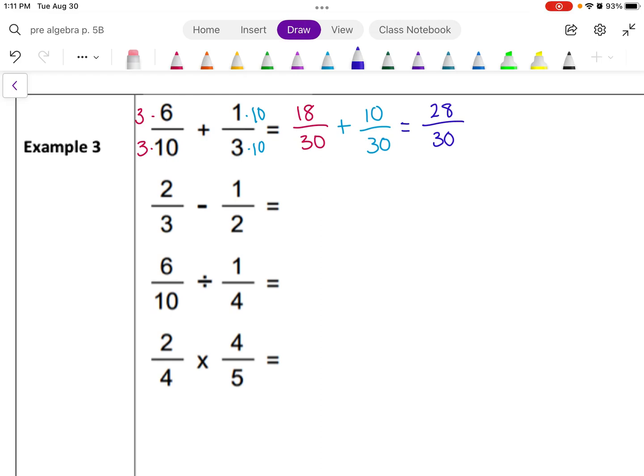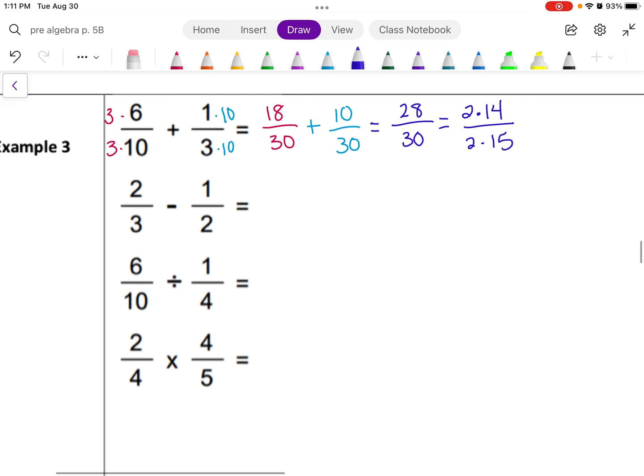And now we need to ask ourselves if we can simplify. Well, 28 and 30 are both even, so let's think about what goes into those. Let's see, 2 goes into both of them. 2 times 14 and 2 times 15. So 2 will divide out, and we're left with 14/15. 14/15 cannot be simplified, so there's our answer.